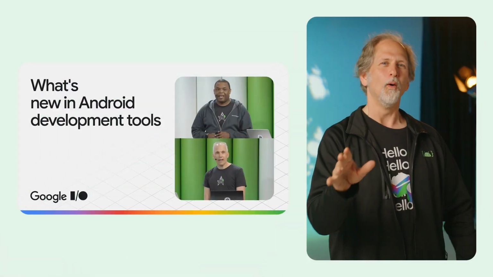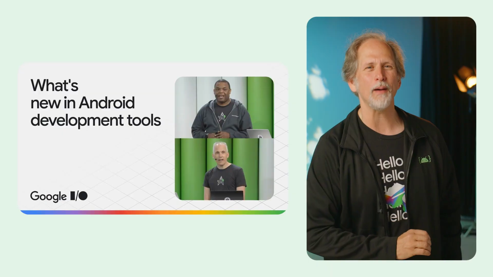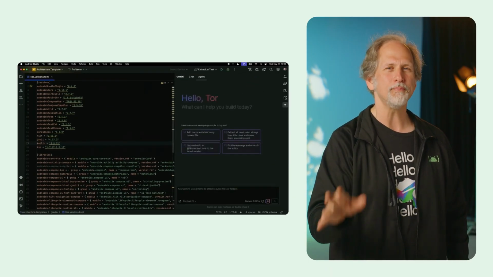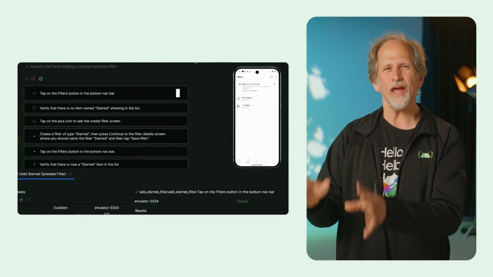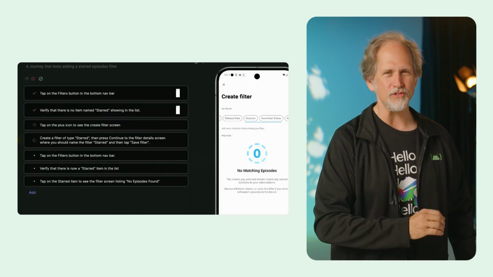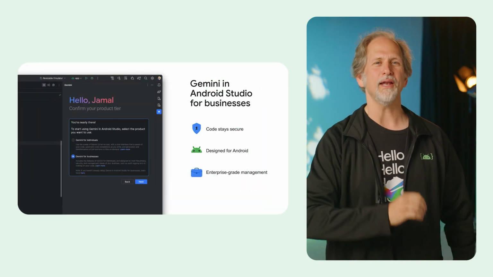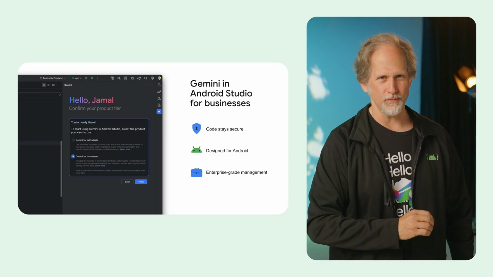Speaking of AI, What's New in Android Development Tools highlighted the latest in Gemini for app development, including the Upgrade Assistant for automating updating all libraries with Gemini, writing and executing integration tests using journeys, using agents to automatically fix issues and generate code, and automatically building Compose previews. The recently released Gemini and Android Studio for Businesses showed off the enterprise-ready version of these AI features.